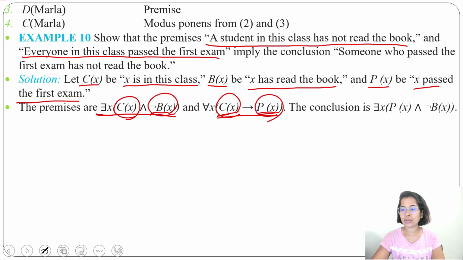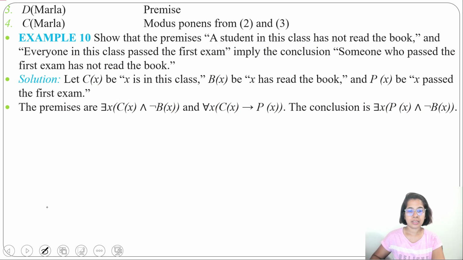And what is the conclusion? Someone who passed the first exam has not read the book. So from all students, there is a student who has not read the book and passed the exam. So there exists x, P of x and negation of B of x. He passed the exam but has not read the book.